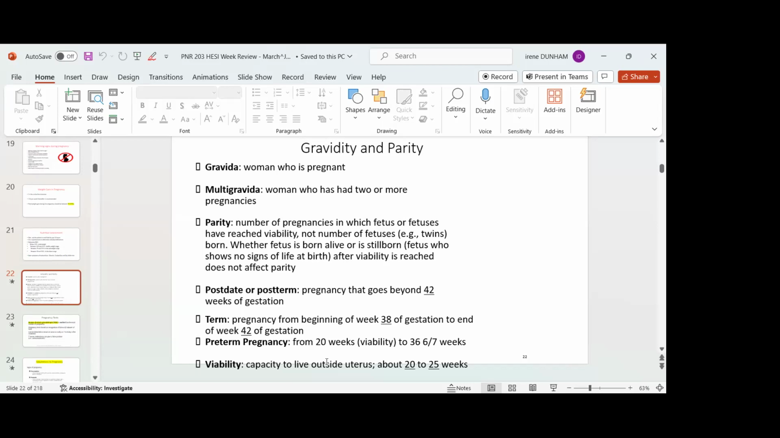Now, when I work labor and delivery, we use 20 weeks as viability. So what happens is I get a phone call, say from the ER, and they say, hey Irene, I've got a patient here, she's pregnant and she's bleeding. I'll say, well, how many weeks gestation is she? And they say, oh, she's 18 weeks. Well, there's nothing I can do with that baby, okay? It's too young, it's too immature. So that's where the cutoff comes in.